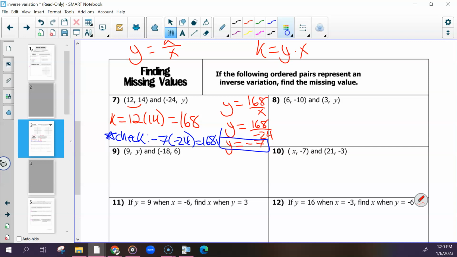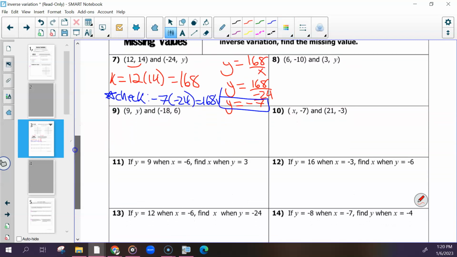Let's do another. Let's jump to 10, because 8 and 9 are both solving for y, and I want to do one where we solve for x. So look at the ordered pair where you have both numbers. Multiply those together. Take that number, put it in your equation. So y equals negative 63 over x.